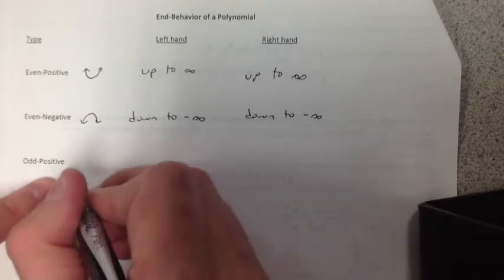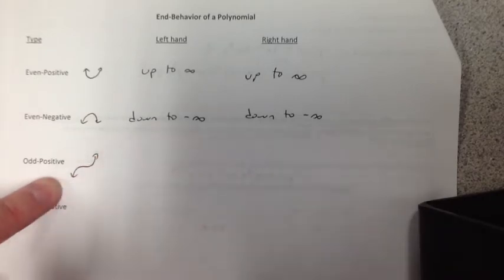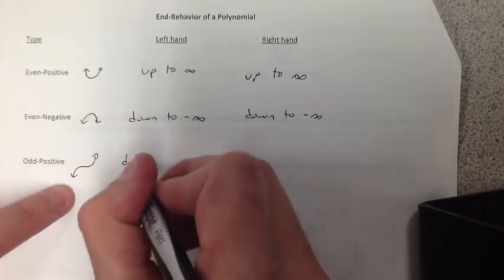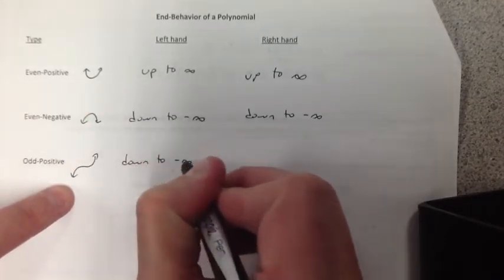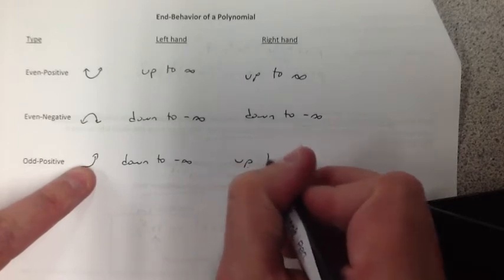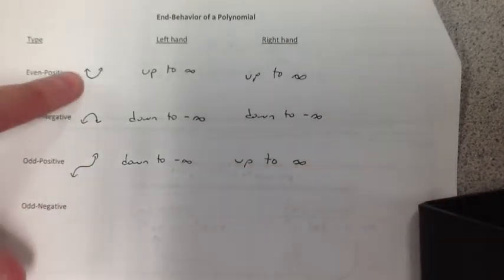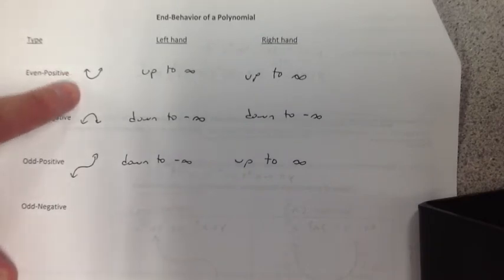Looking at an odd positive, on the left side, it goes down to negative infinity, but on the right side it goes up to positive infinity. That's pickup line number one. Hey, what's your sign? I'm even positive. I'm always happy.